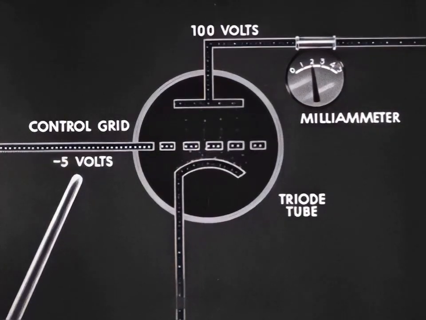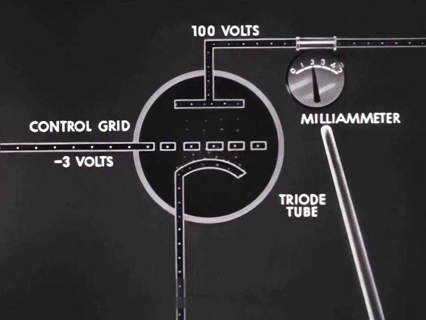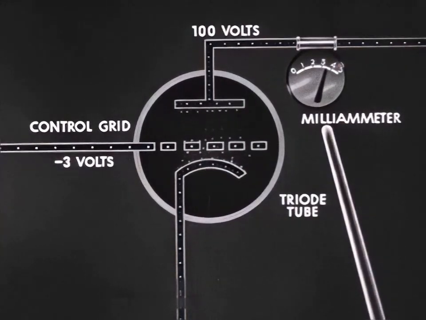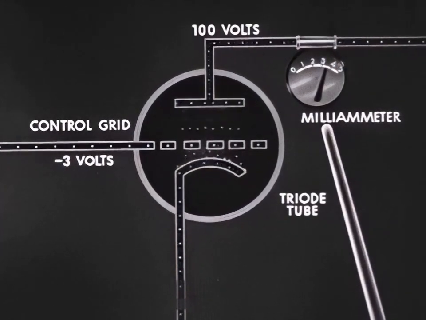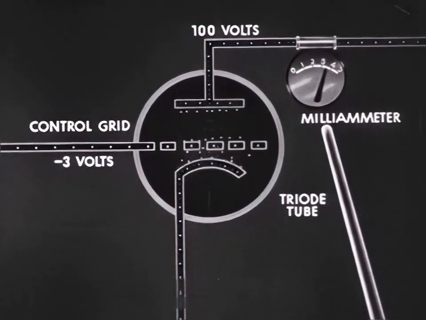If we change the grid bias from -5 to -3 volts, the milliammeter shows a plate current rise to 3.5 units. A change of but 2 volts in the grid bias has resulted in increasing plate current to near its maximum. In other words, a small change in grid voltage leads to a large change in plate current.